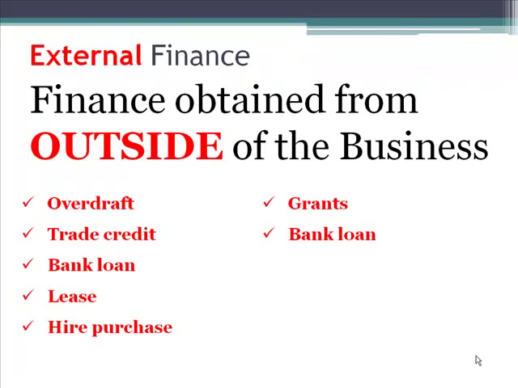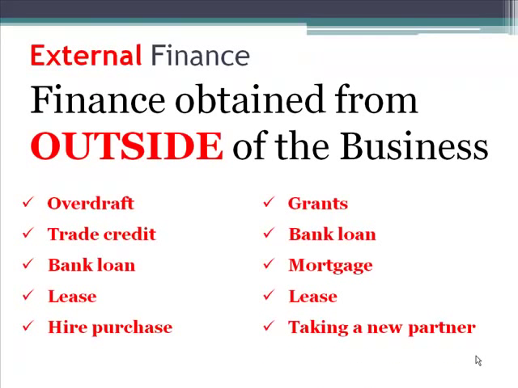A bank loan, we've already said that before. A mortgage is like a loan, but it's normally used to buy a house or to buy a building, and you've got to obviously pay that back as well with interest. We've already talked about a lease. And lastly, taking on a new partner.